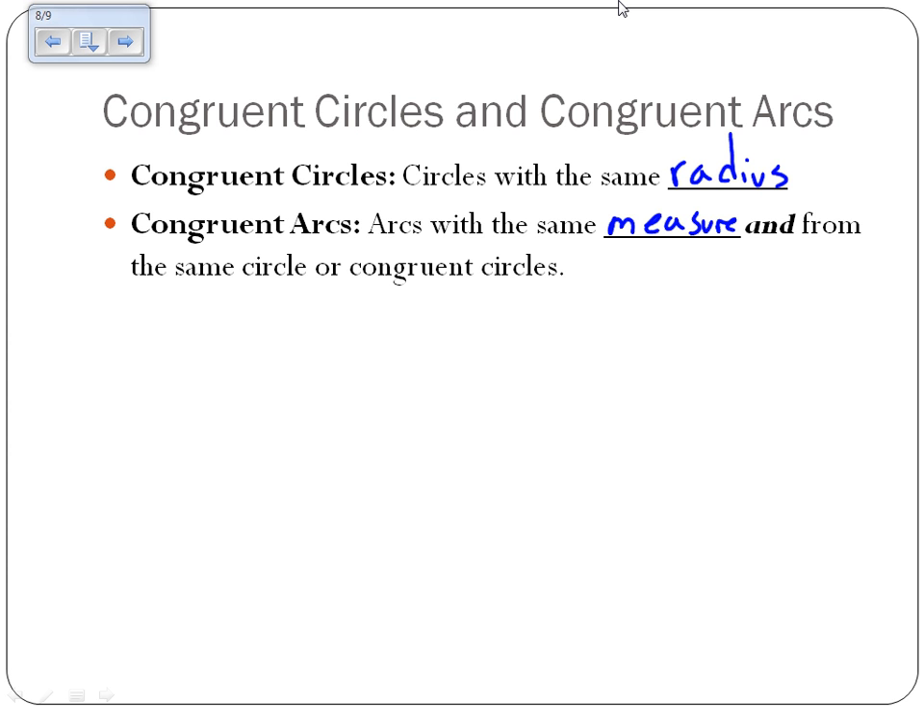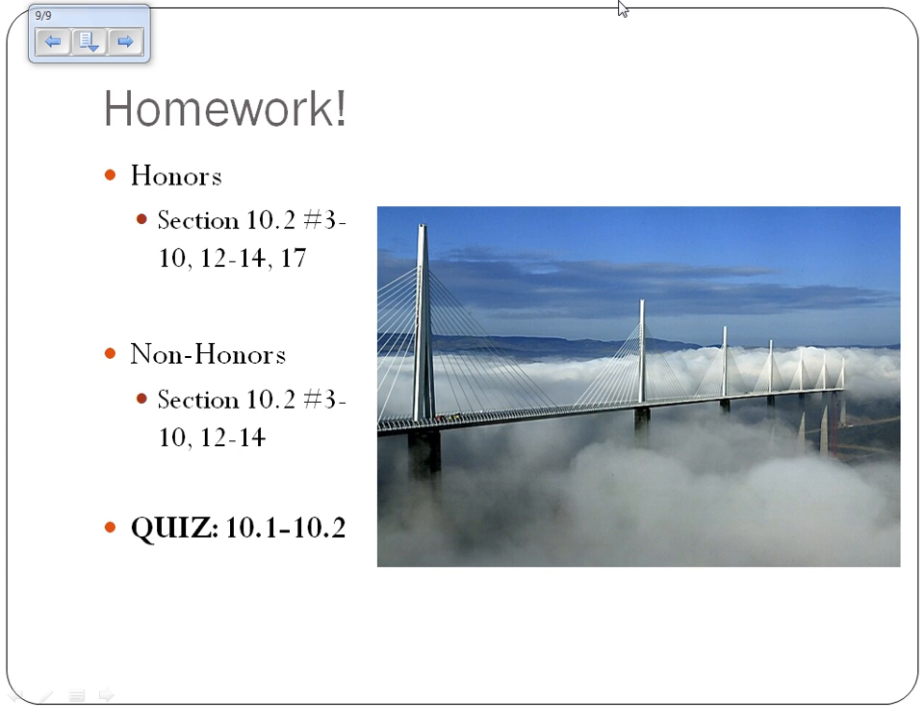Your homework for tonight, I want you to write that down. Here's your homework. We'll have a quiz tomorrow.